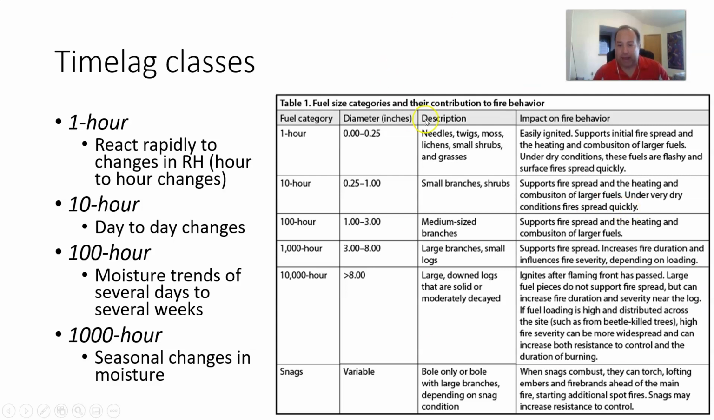And so that would be needles, twigs, moss, lichens, small shrubs, and grasses all fit into that 1-hour category. You're also going to want to pay attention to your 10-hour fuels, because those can show day-to-day changes. Those are small branches and shrubs, and they'll show you day-to-day changes in terms of humidity and moisture content. Your 100-hour fuels will show you moisture trends of several days to several weeks, and 1,000-hour fuels will show you seasonal changes in moisture.